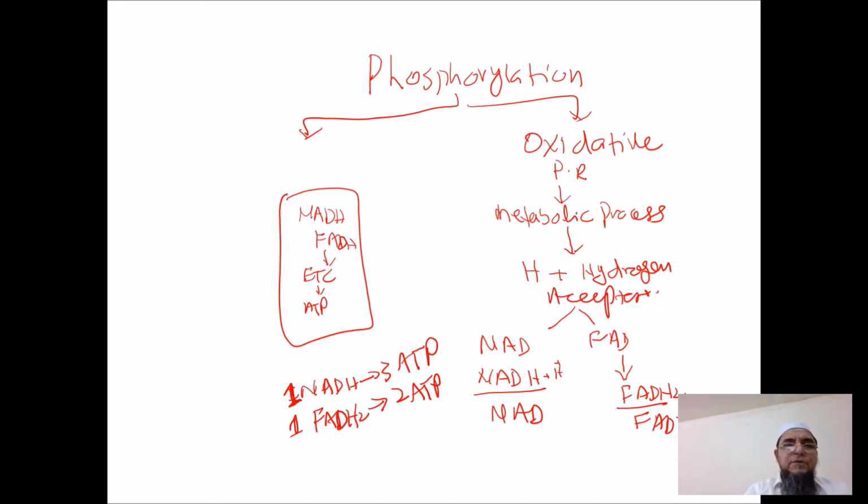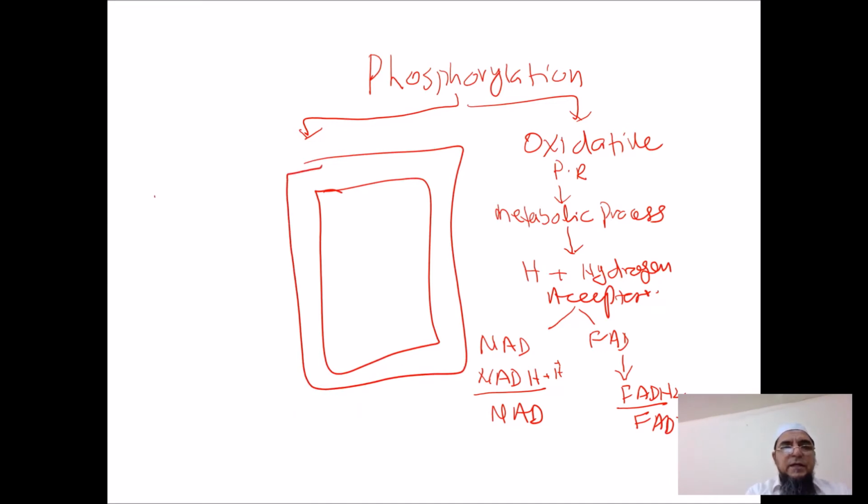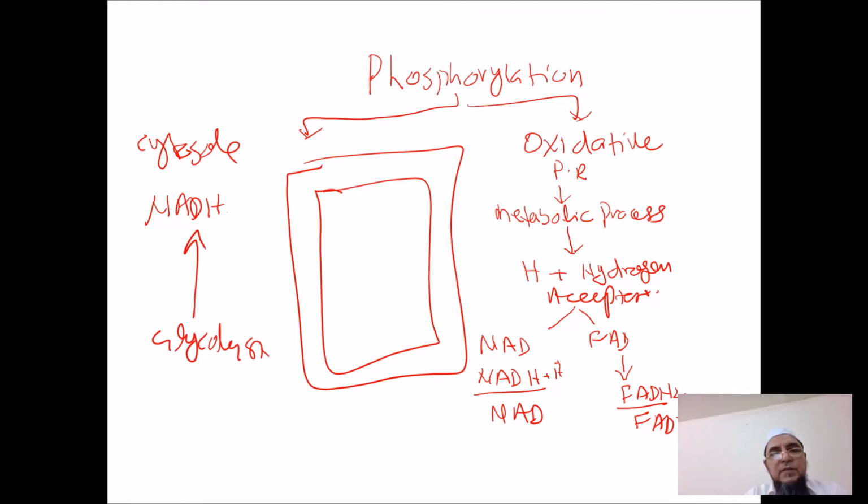But if the situation is such that NADH is coming from outside, such as in the case of glycolysis, NADH is outside the mitochondria in the cytosol. Say, for example, the process of glycolysis produces NADH. Now we need this NADH in the mitochondria, but technically this NADH cannot cross the mitochondrial membrane.